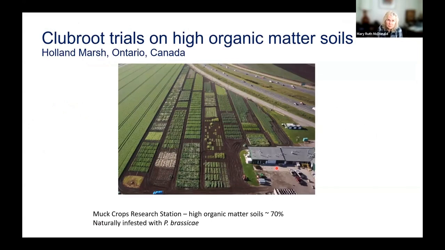So I'll be talking about a few field trials that we've been doing, and just wanted to point out that these are done on very high organic matter soils, 50 to 80%. I guess we're fortunate in that part of our station is naturally infested with this pathogen. So we've been able to do a lot of field trials over the years.